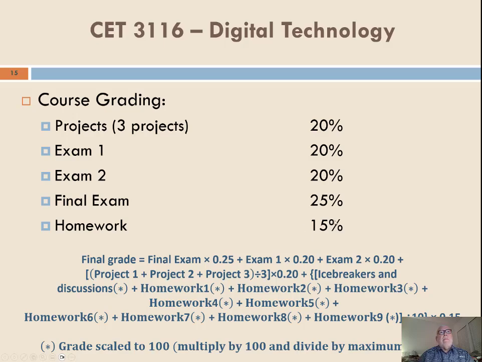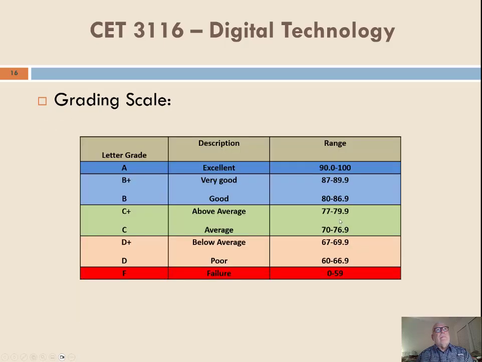Every week we're going to have a homework, and this is how we calculate the final grade, based on a 100 scale. This is what we use for the scale. What exactly is an A or B depends on the range on the arithmetic scale that we use.